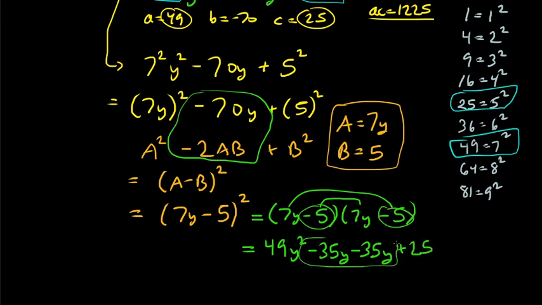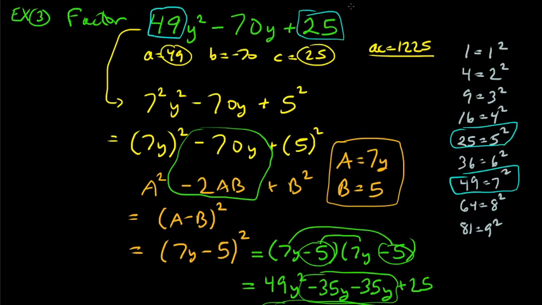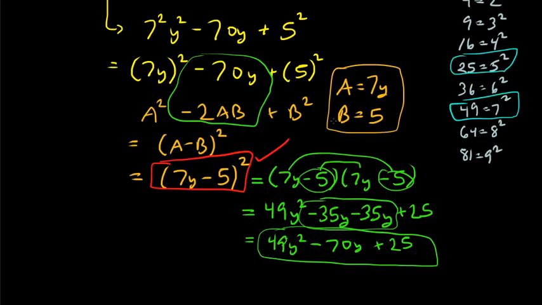So when you add up the two middle terms here, negative 35y minus 35y, you get negative 70y. Oh, sorry, 25. So 49y squared minus 70y plus 25. It's way up here, but that was the original question. So now we know that we can put a box around this. Now we know that this is correct because we checked it.